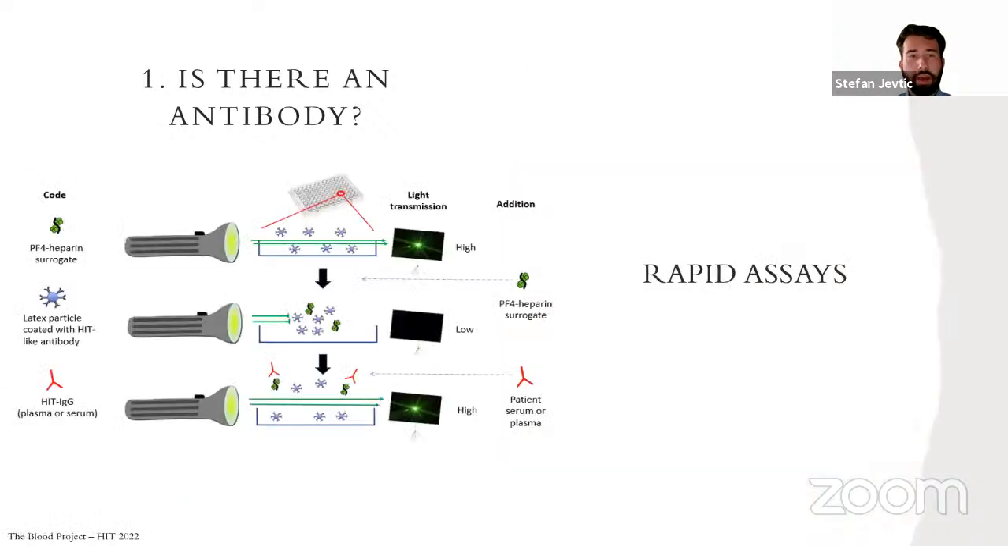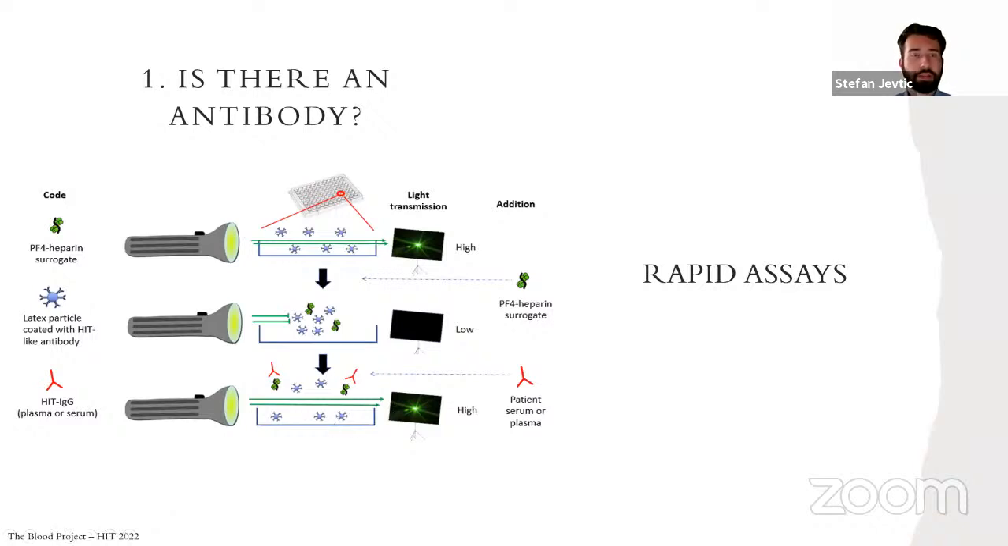The other test that we have are the rapid assays. And so these function somewhat differently. What you have generally is, again, your platelet factor 4 and heparin complex. And what you'll have in this example is a latex particle coated with the antibody. And so once the latex particle is present with the antigen, they will agglutinate and have increased absorbance, leading to reduced light transmission. Subsequently, if you add a patient's serum or plasma with a HIT antibody, it will compete with the latex particle for that platelet factor 4 complex. And in doing so, it'll inhibit the aggregation and allow increased light transmission. And so the degree of light transmission is directly proportional to the degree of HIT antibody in the patient's plasma.